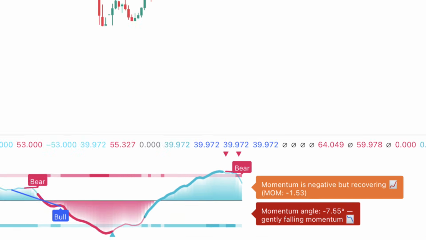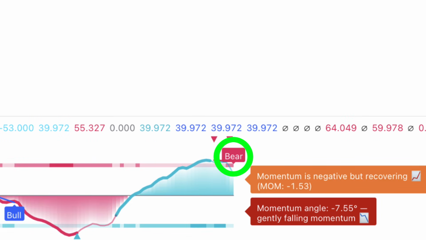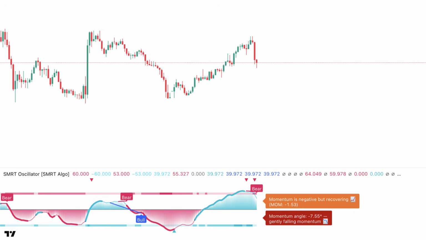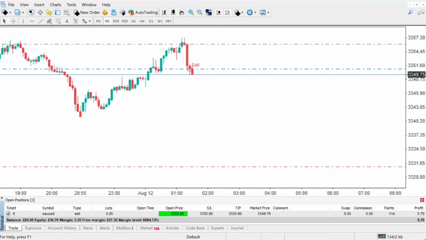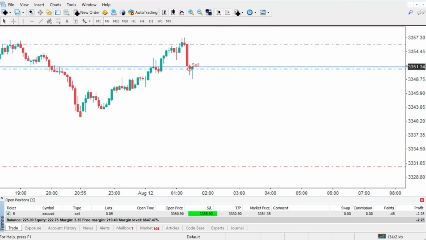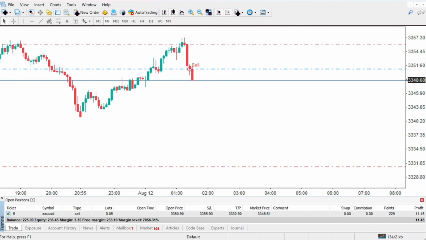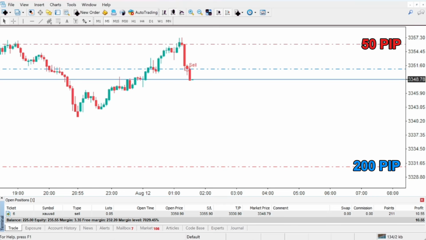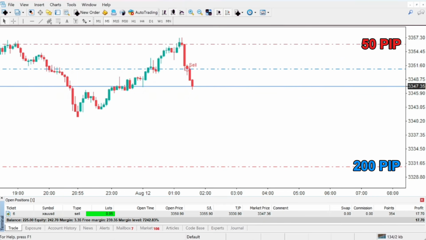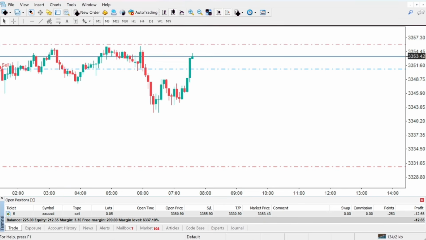This one was a sell setup off a bearish divergence on the Smart Oscillator. The histogram actually broke above the high line and then rolled over, which ticked all the boxes for an entry. I sold at 3350.90, stop loss at 3355.90, and target way down at 3330.90. Again, keeping the 50 pip stop and 200 pip target consistent. The lot size is fixed at 0.05.